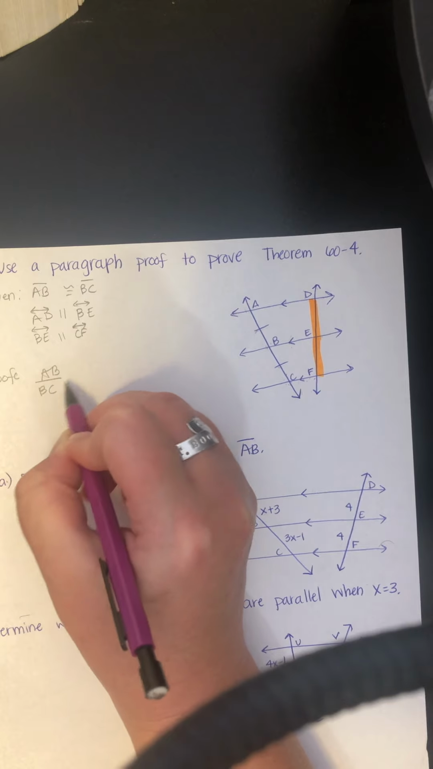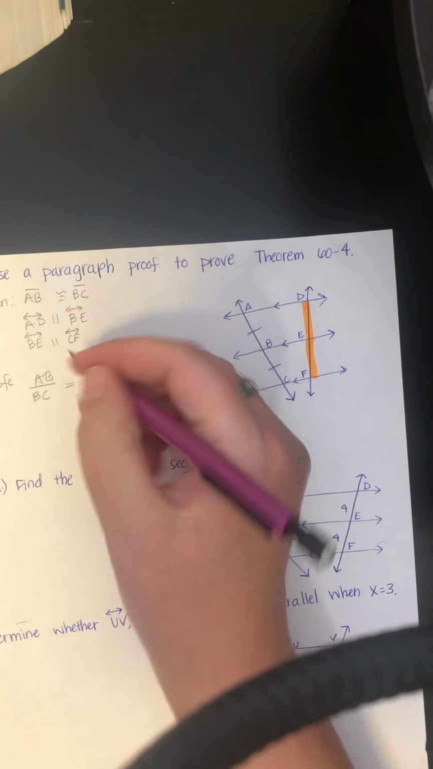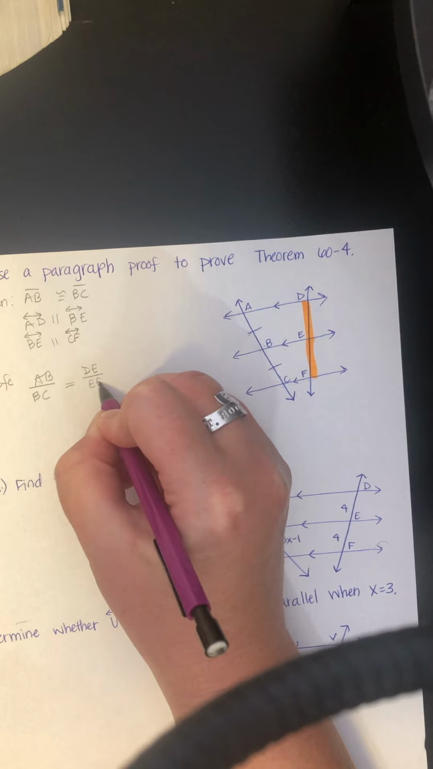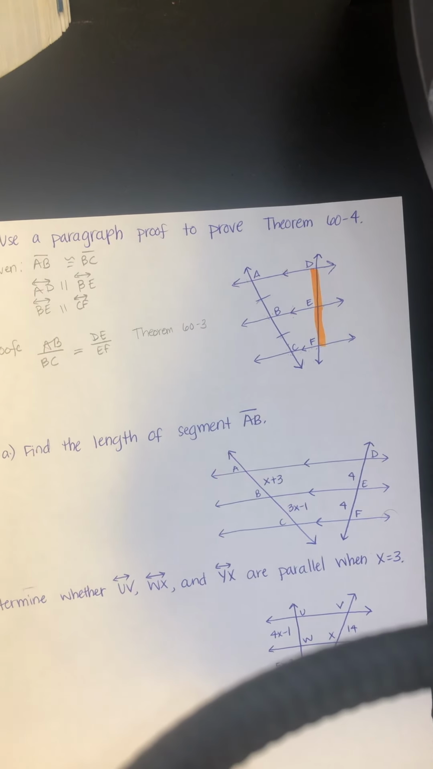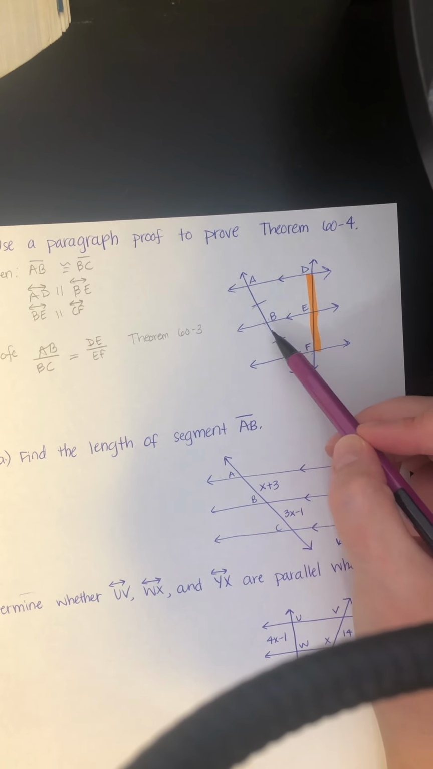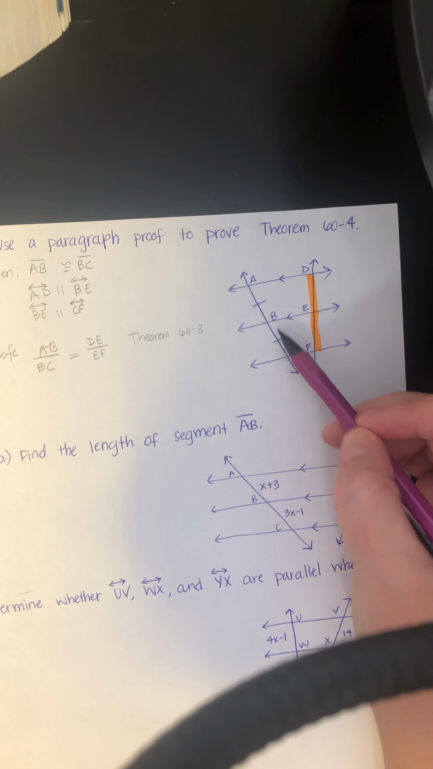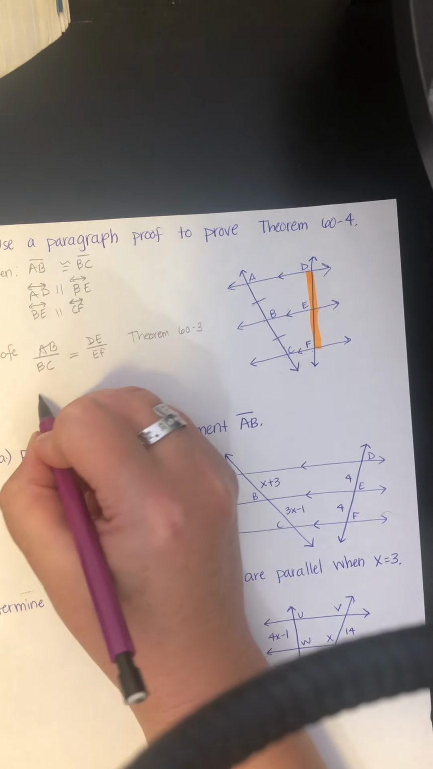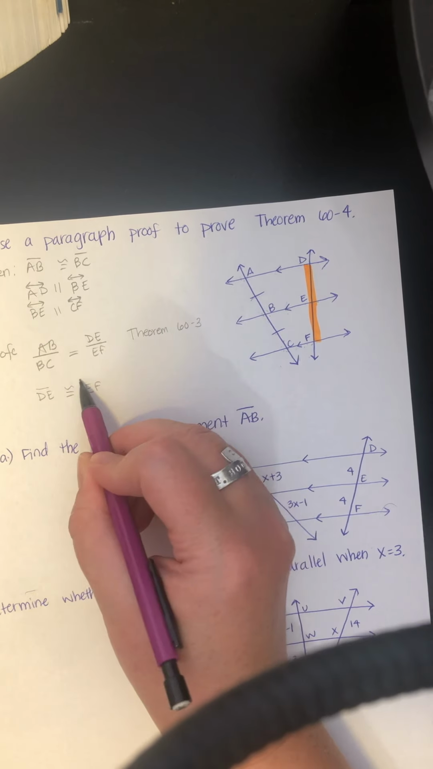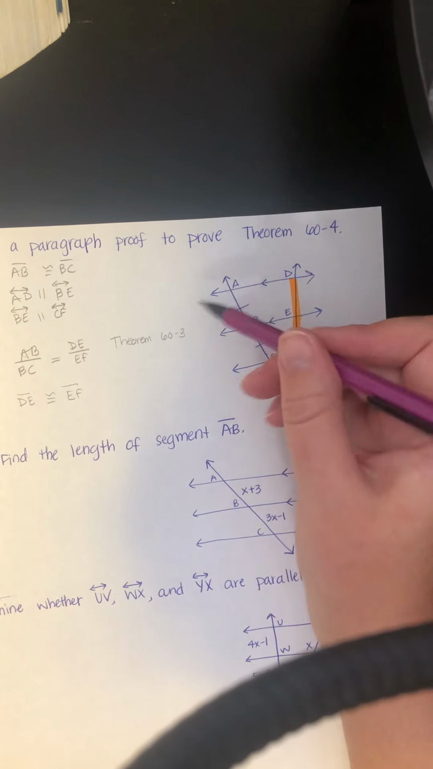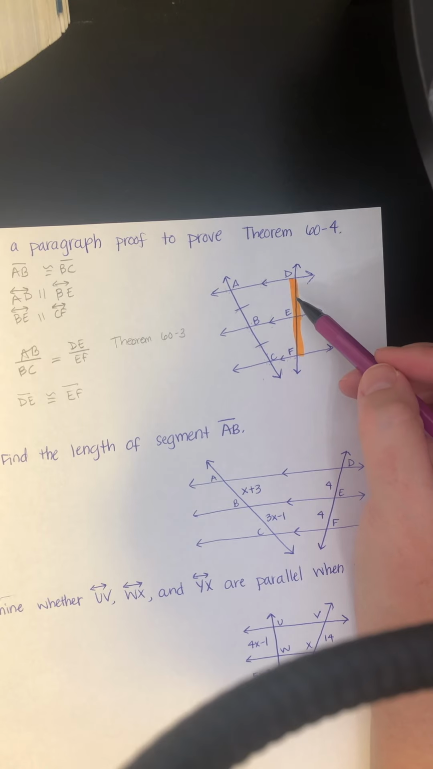AB over BC is equal, I'm sorry, I wrote congruent, is equal to this segment, DE over EF. And we know that because of theorem, write why you know it, theorem 60-3. Okay? Since these two guys are congruent, then you can use substitution if you want. But because these two guys are congruent, then DE and EF are congruent. Okay, segment DE is congruent to segment EF. Because of theorem 60-3 that tells us if you can write a proportion, then that means that they are going to be congruent to each other.